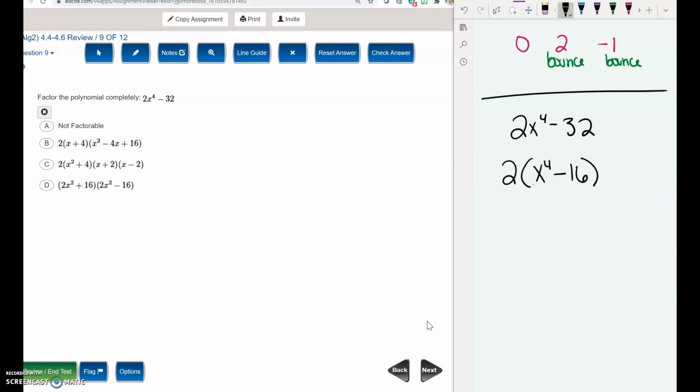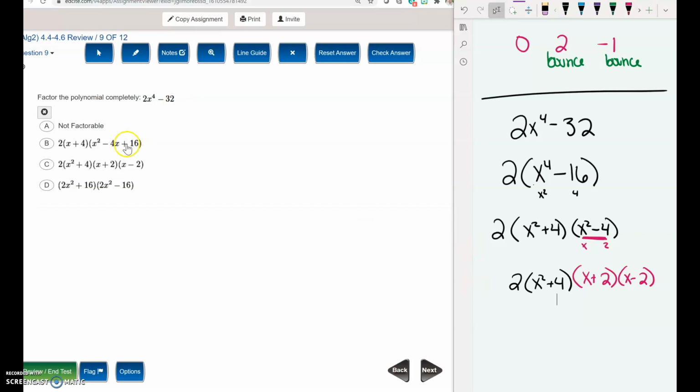This is a difference of two squares. The square root of x to the 4th is x squared. The square root of 16 is 4. So we've got x squared plus 4 and x squared minus 4. Now you might notice that that is not one of the options because x squared minus 4 is another difference of two squares. The square root of x squared is x, the square root of 4 is 2, so that part factors down further into x plus 2, x minus 2. So our final answer is 2 times the quantity x squared plus 4 times the quantity x plus 2 times the quantity x minus 2.